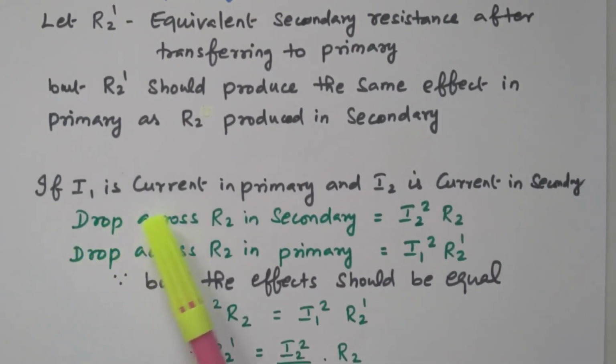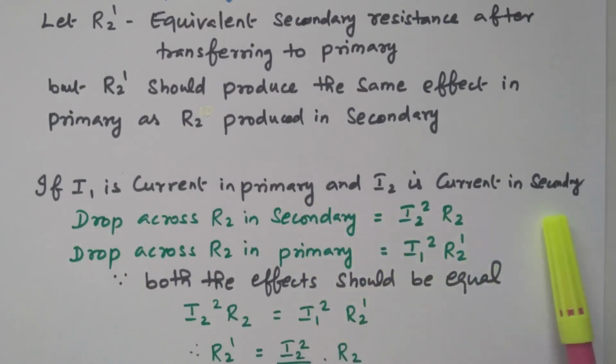If I1 is the current in the primary, I2 is the current in the secondary. We will consider I1 is the current flowing through the primary winding, I2 is the current flowing through the secondary winding. So the drop across R2 in secondary is I2 square into R2. In the secondary side, the voltage drop across R2 is I2 square into R2, because we are referring to the secondary winding. The same thing in the primary winding. The drop across R2 in primary is I1 square into, because now it is the primary winding. Similarly, while referring to the primary, R2 is referred as R2 dash.